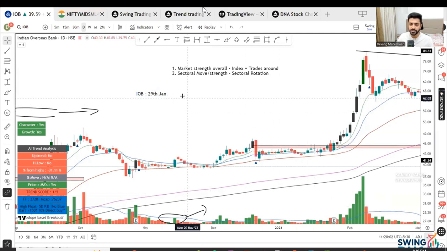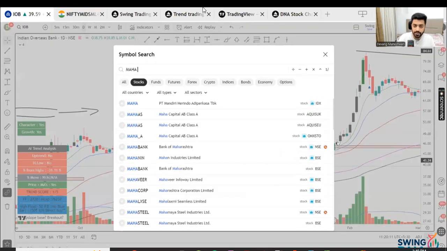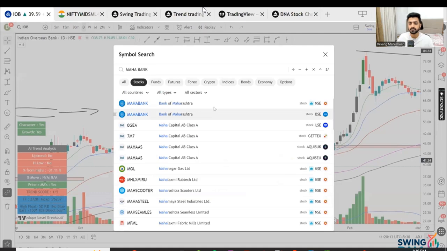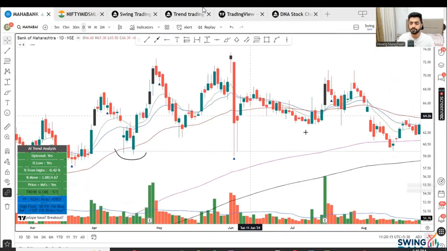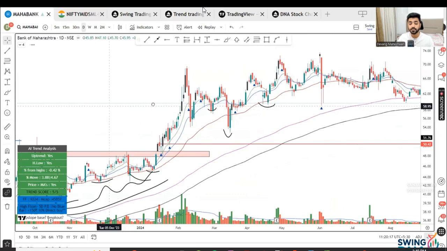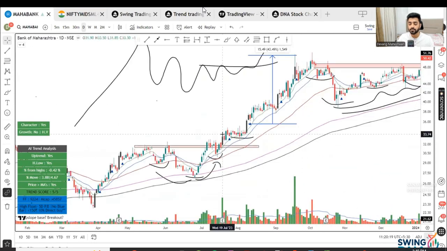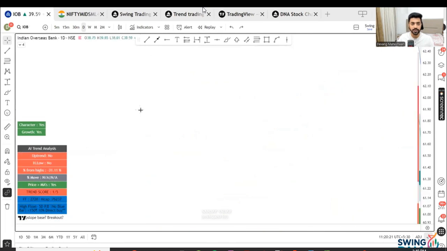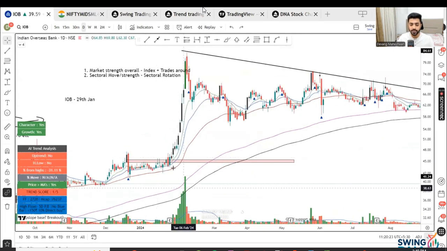Now let's see some other PSU banks, what happened in a span of 10-15 days around this. So this is IOB. Let's see Maharashtra Bank. Which was that date? 29 Jan 2024.